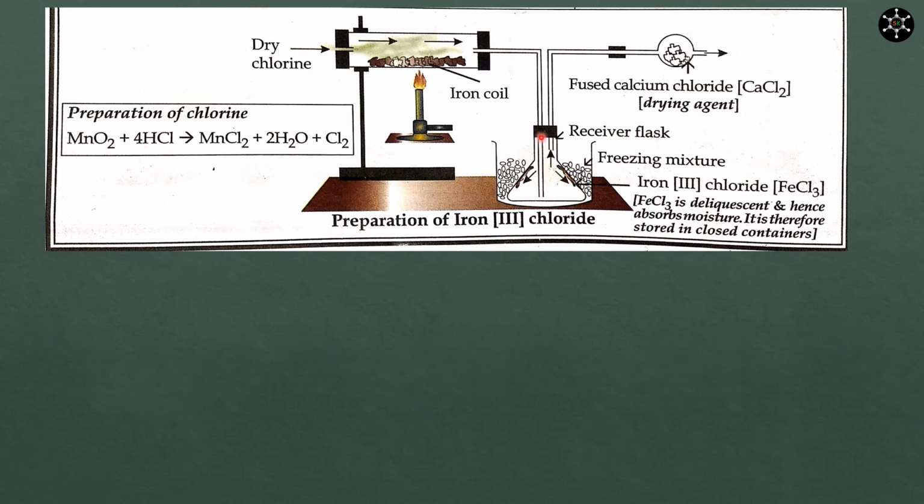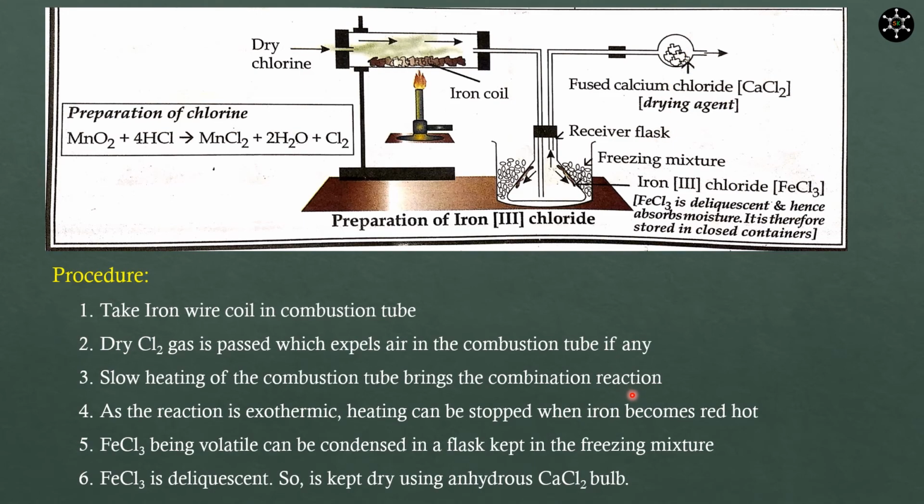The lid of this conical flask has to be closed because ferric chloride, being a deliquescent salt, may absorb moisture. To maintain the dryness of this condensed ferric chloride salt, we will use calcium chloride as a drying agent. We can go through the detailed procedure over here.